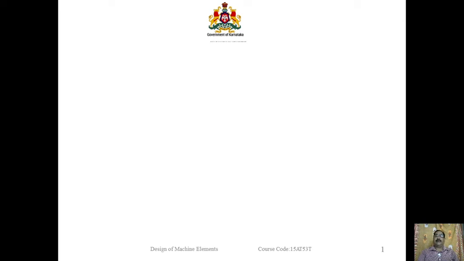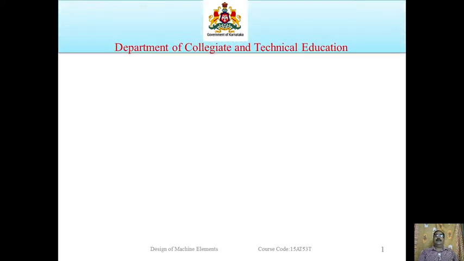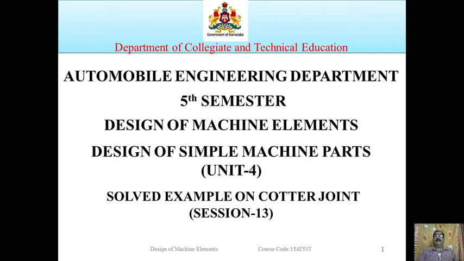Welcome to online class, Department of Collegiate and Technical Education, Automobile Engineering Department, 5th semester. Name of the subject is Design of Machine Elements. And now we are in Unit 4, that is Design of Simple Machine Parts. So today we have to study session number 13, that is solved example on quarter joint.